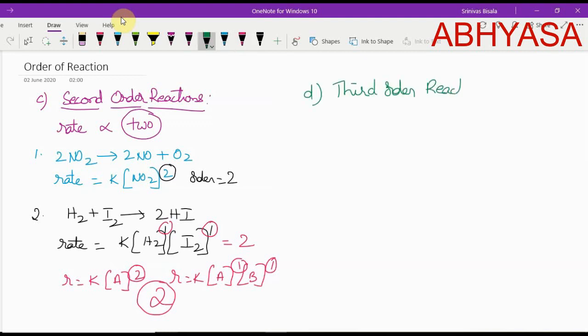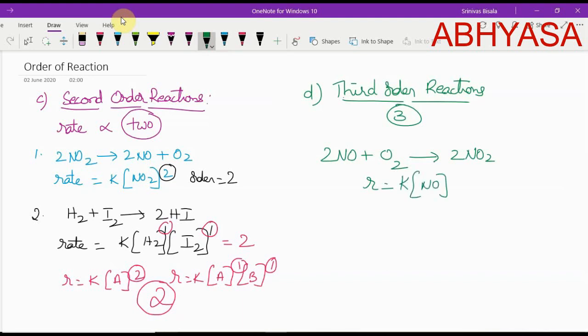So third order reactions are the reactions in which the rate depends upon three concentration terms. Let's take the example. When nitric oxide reacts with oxygen, converting into nitrogen dioxide, the rate is given as rate equal to K into [NO] square into [O2]. Since the sum of the powers of the concentration terms is equal to 3, that is the reason why this comes under third order reactions.